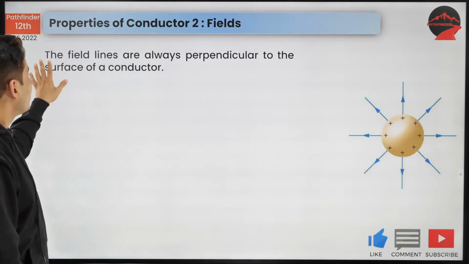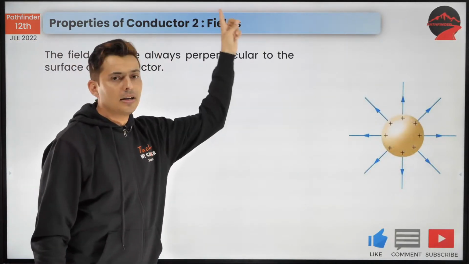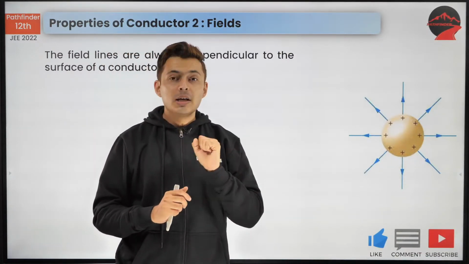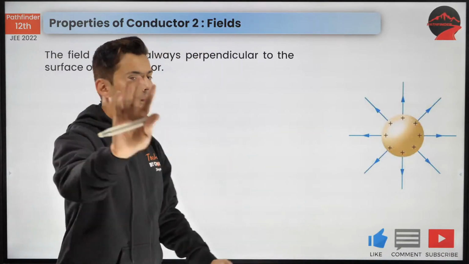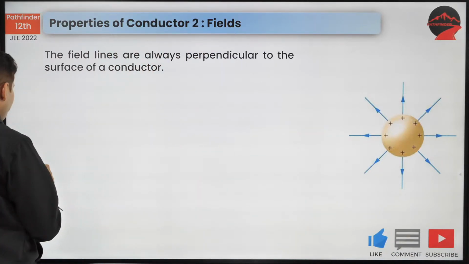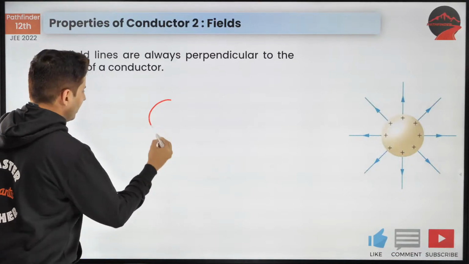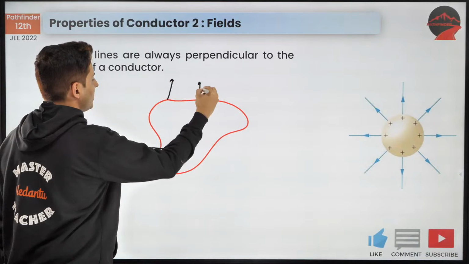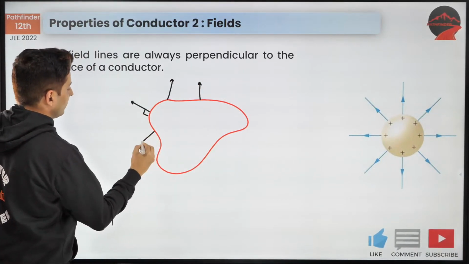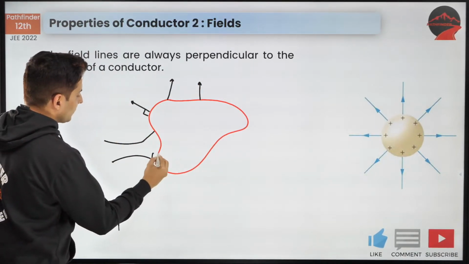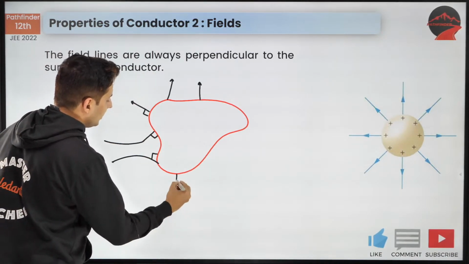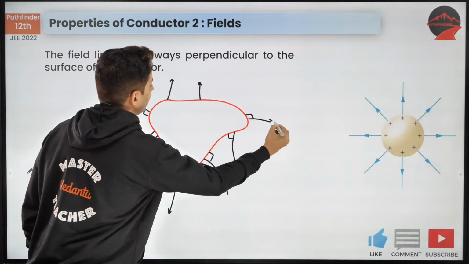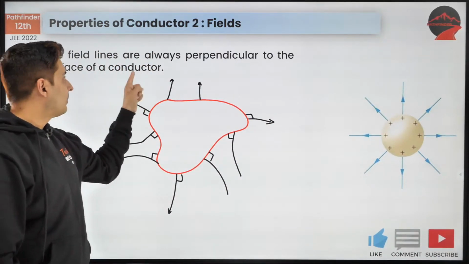Next up, the field lines are always perpendicular to the surface. Now this is not just true for a spherical object, but also for any oddly shaped conductor. No matter how the conductor is, even if you have a conductor like this, the field lines will always originate perpendicular to the surface. They might bend later on, that's okay, but wherever they originate, they will be perpendicular. Very, very important. So field lines are always perpendicular to the conductor.